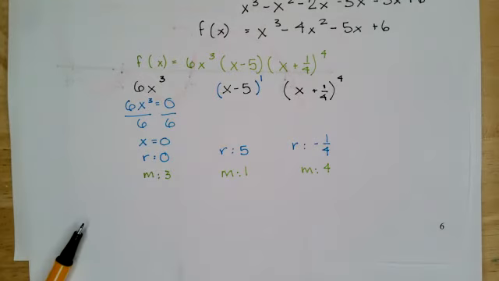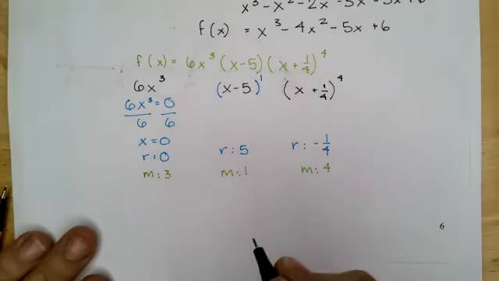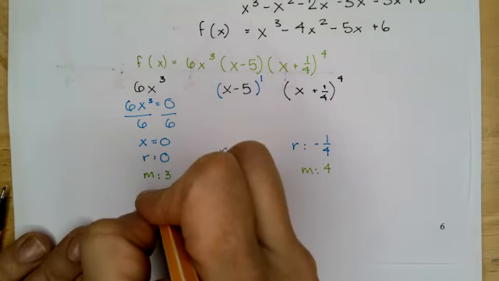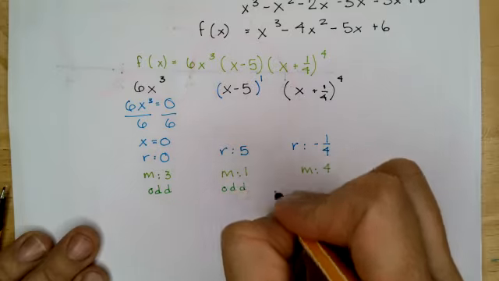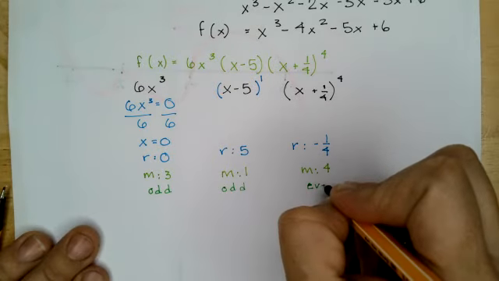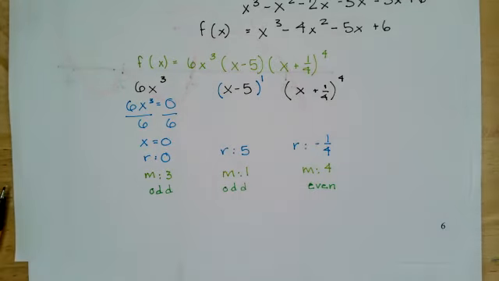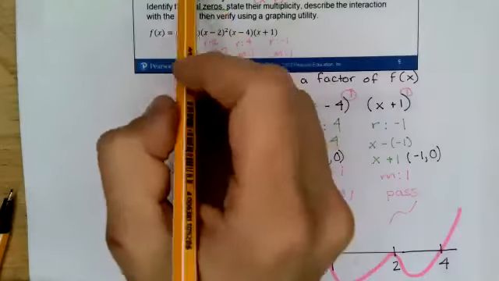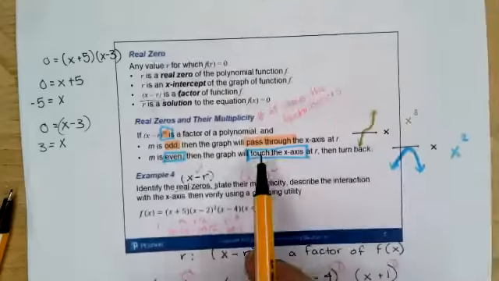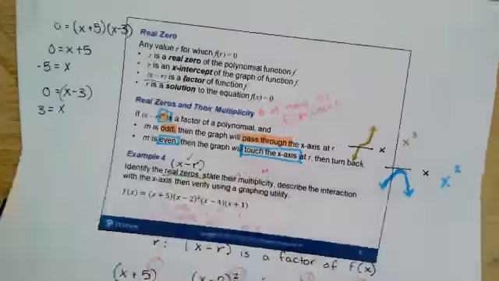And so now they just want to know, is it crossing or is it touching? Or is it going through or is it touching? 3 is odd, right? 1 is odd. 4 is even. And what is the rule? It's on the back of this. The rule was, if it is odd, it passes. Oops, sorry. If it's odd, it passes. If it's even, it touches.